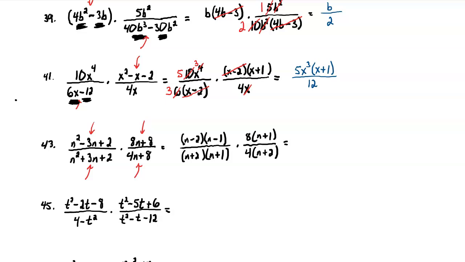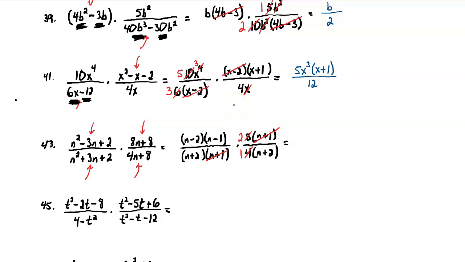Now the factoring. There's an n plus 1 and an n plus 1. The 8 over the 4 reduces. 8 divided by 4 makes 2, and 4 divided by 4 makes 1. That's all of the reducing that can be done.